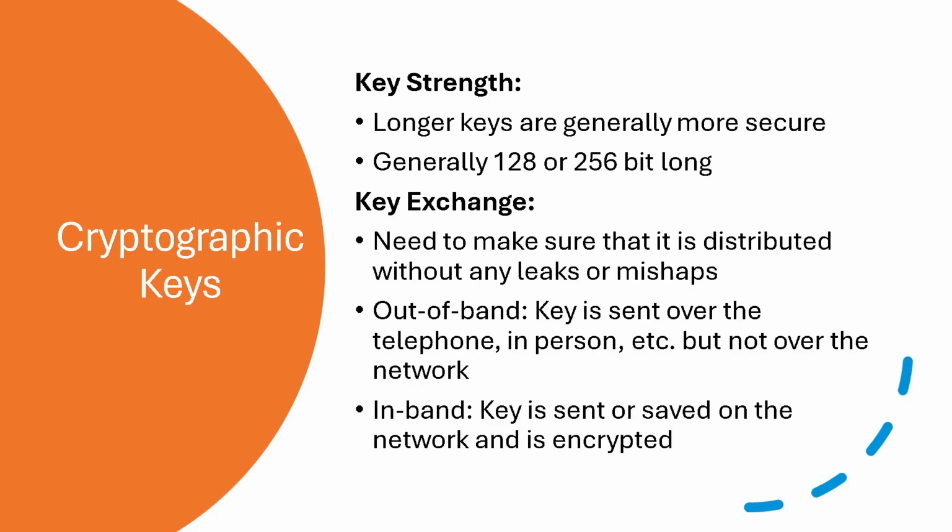Keys can be distributed out of band and in band. In out of band, a key is sent over the telephone or in person or in some other ways, but not over the network. It is the opposite in band, in which the key is sent or saved on the network and is generally encrypted to protect it from any outsiders.